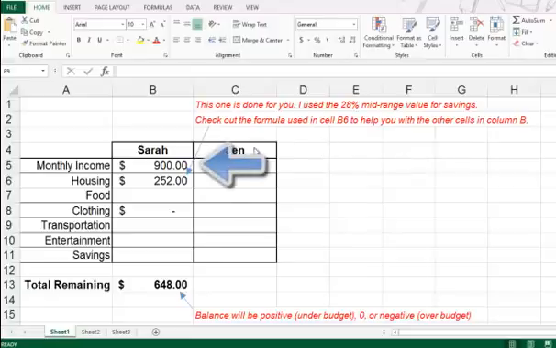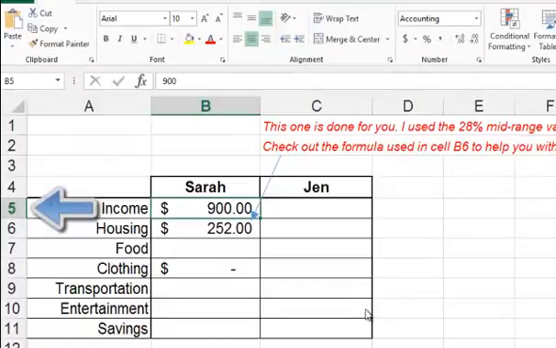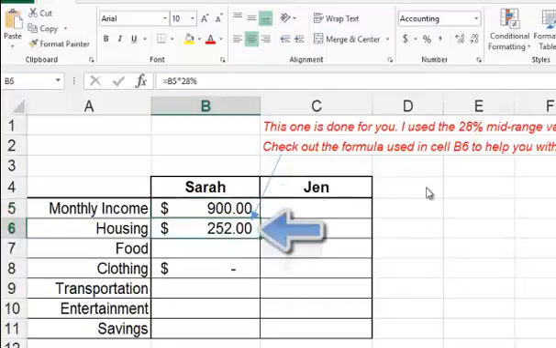So I'm going to click on this cell right here. This is called a cell. And if you look up, you see a B, and if you look across, you see a 5. So this is cell B5. Okay, so we'll refer to this as cell B5, and then this one down here would be cell B6, B7, and so on.